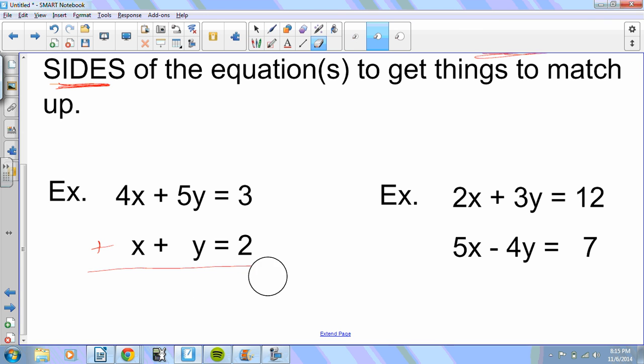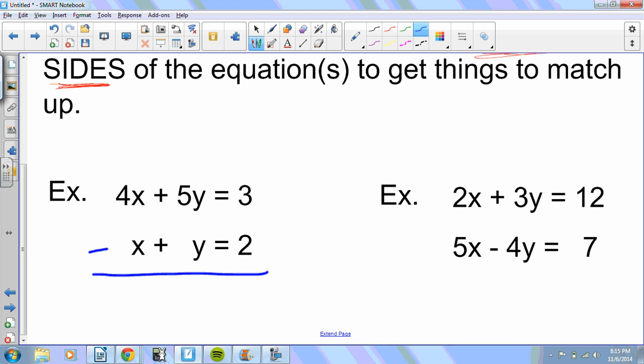So that doesn't work. If I thought, hey, maybe subtraction will work, so if I go ahead and subtract, that gives me 3x plus 4y equals 1. Again, I have stuff that doesn't cancel out. So I'm left with two variables. That's not what I want. So we're going to have to massage the problems a little bit to make it work for us.